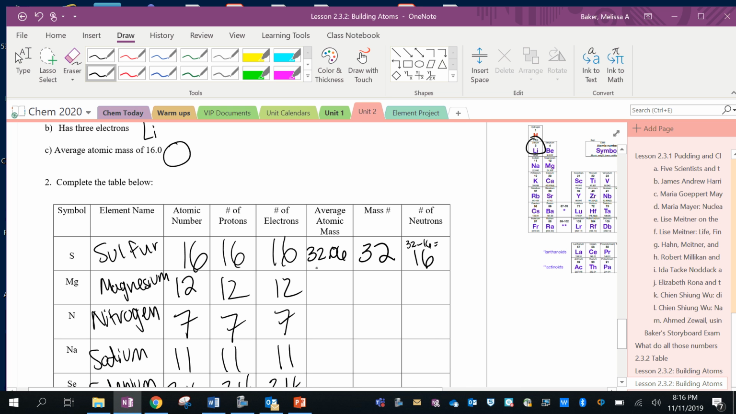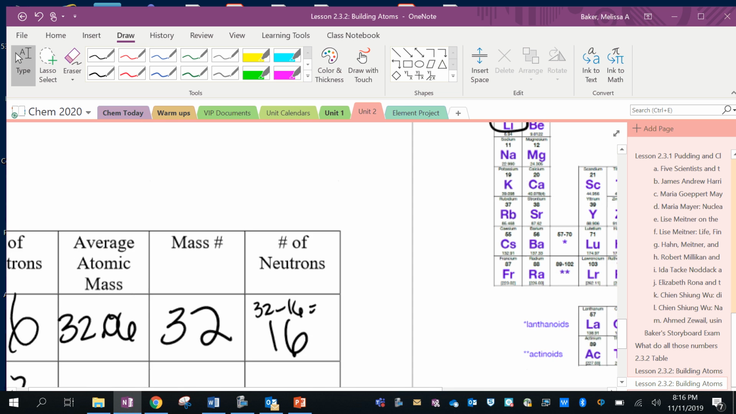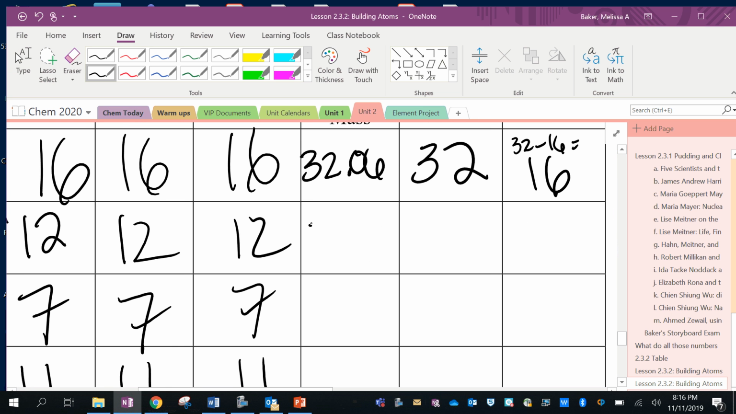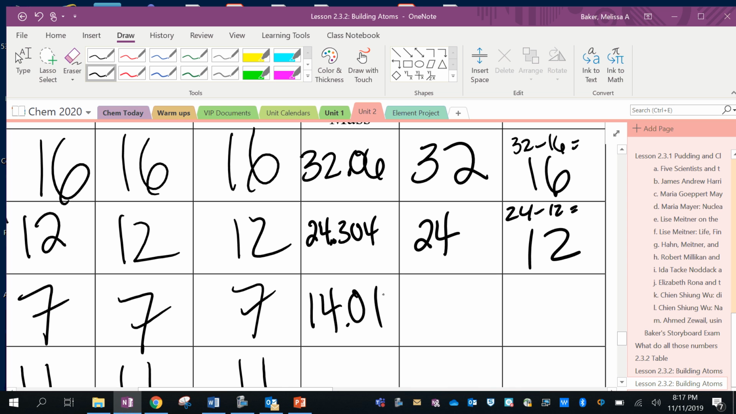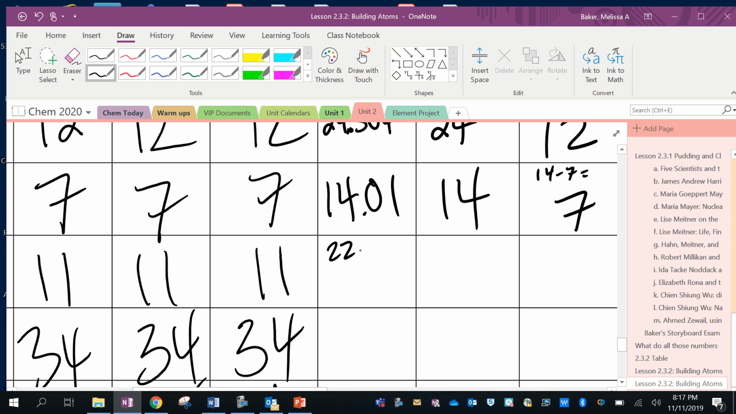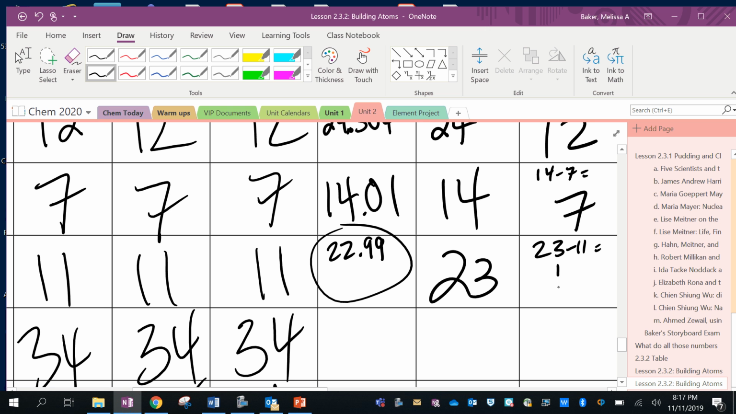Magnesium's average atomic mass is 24.305, which means that it rounds to 24. And then 24 minus 12, 12. Nitrogen's atomic mass is 14.01. So 14 minus 7, 7. Sodium's average atomic mass is 22.99. Oops, I should have made that bigger, which rounds to 23. And 23 minus 11 equals 12.